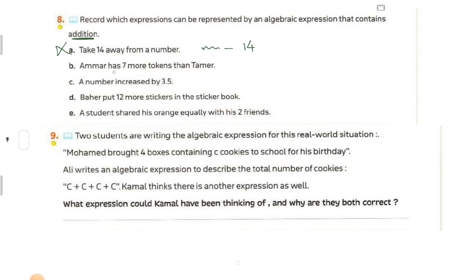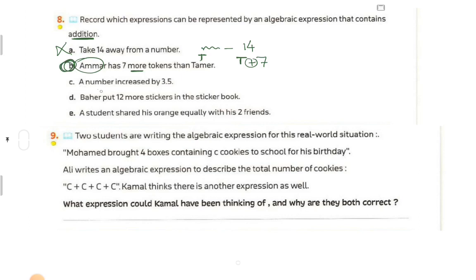Ammar has 7 more tokens than Tamer. More means plus. Tamer has T. Ammar has what Tamer has and 7 more. We have here addition. Choose that one.